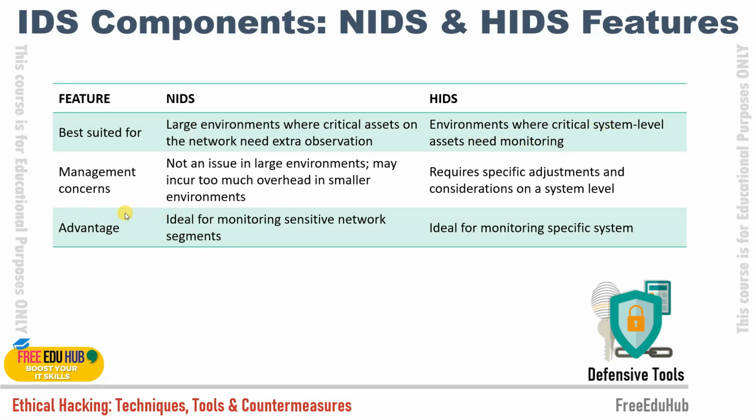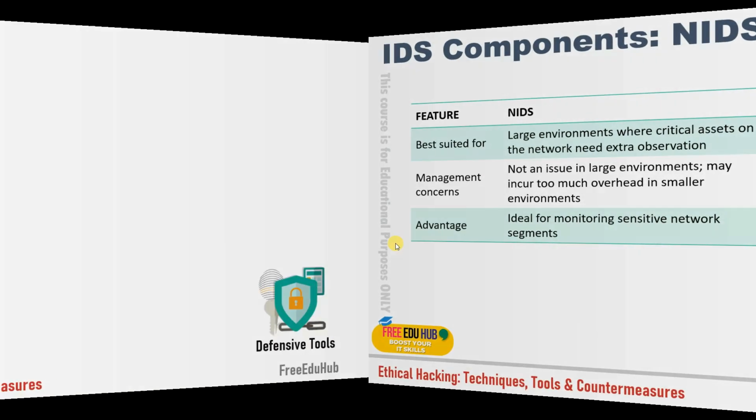The management concern for network intrusion detection is that it is not an issue in large environments, but may incur too much overhead in smaller environments, whereas host-based detection requires specific adjustments and considerations on the system. As for the advantages, network intrusion detection systems are ideal for monitoring sensitive network segments, whereas the advantage of a host-based intrusion detection system is that it's ideal for monitoring specific systems.